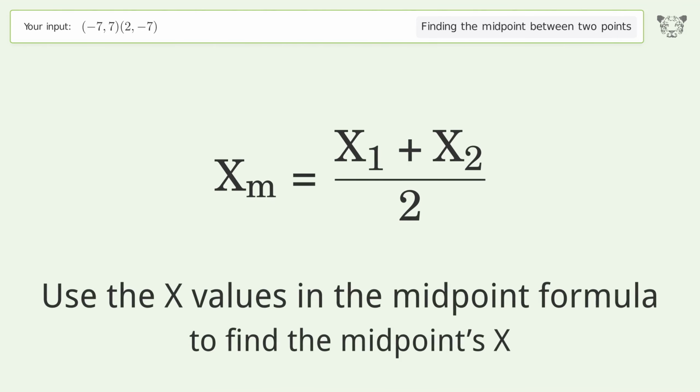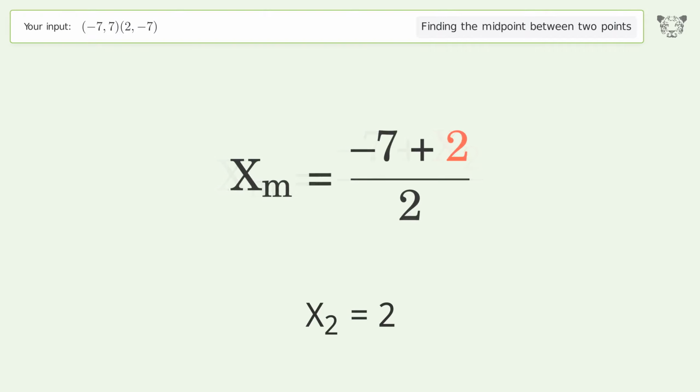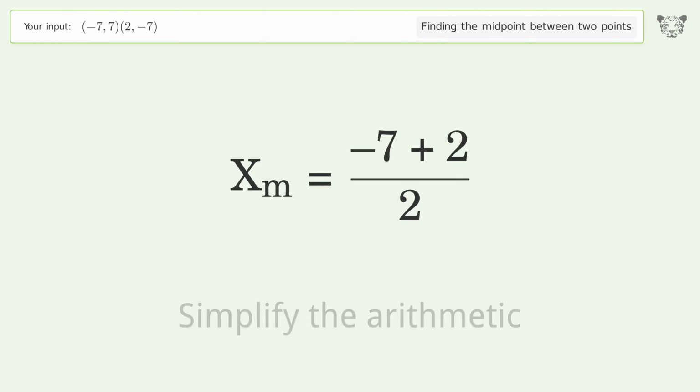Use the x values in the midpoint formula to find the midpoint's x. x1 equals negative 7. x2 equals 2. Simplify the arithmetic.